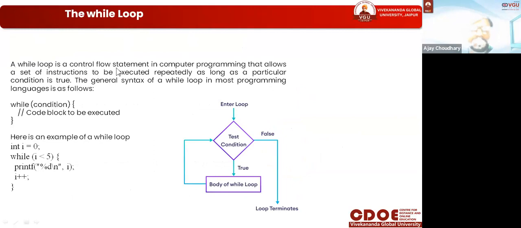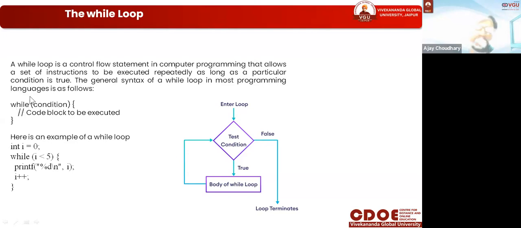A while loop is a control flow statement in programming languages that allows a set of instructions to be executed repeatedly as long as a particular condition is true. We are always checking that condition. We enter the loop and test the condition. If the test condition is true, the body part is executed and this repeats. If the value is false, then the loop is terminated.